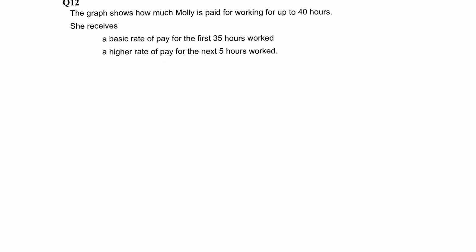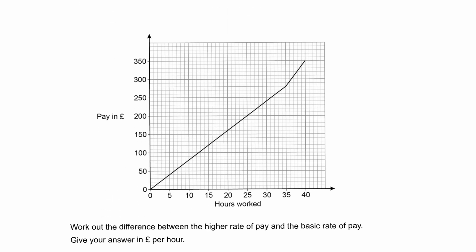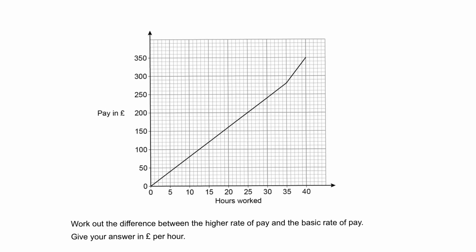Then moving on to question 12, it says the graph shows how much Molly is paid for working up to 40 hours. She receives a basic rate of pay for the first 35 hours and then a higher rate for the next 5 hours. So let's have a look at the graph. As we can see here, you've got a straight line up to the 35 hours, and then the next 5 hours has another straight line, but it's slightly steeper, so that's representing a higher rate of pay.